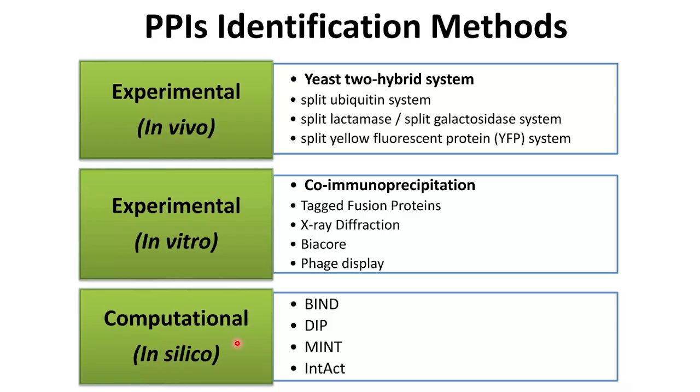Now, the other methods are co-immunoprecipitation using tagged fusion proteins, X-ray diffraction, Biacore, phage display. There are other tools like NMR. For computational in silico methods, there are certain tools like BIND, DIP, MINT, IntAct, and nowadays you have AlphaFold that can also predict the binding of these structures, but what you need is the characteristic features, the exact mechanism, and so on.